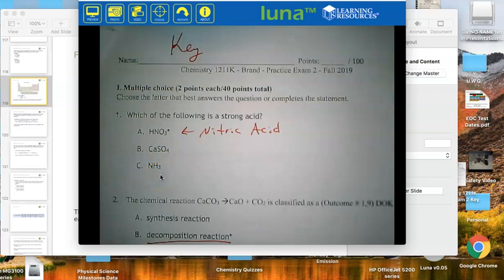So you need to know what an acid is. Of course, an acid is going to have a hydrogen atom that's going to donate basically its proton. Hydrogen is going to leave its electron and leave as a proton. And so acids are proton donors, and so nitric acid is the acid there that's listed.